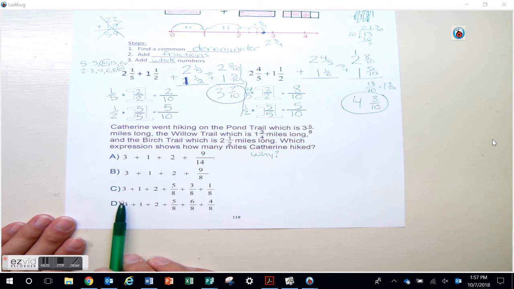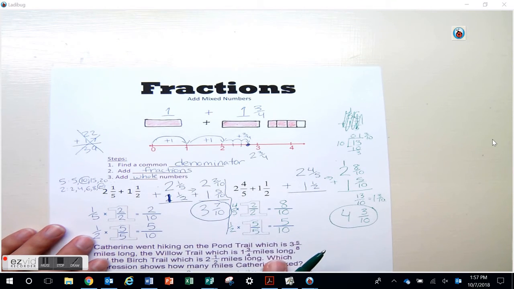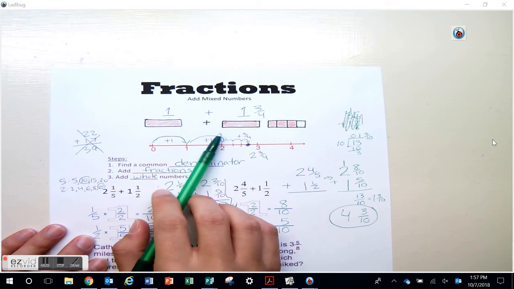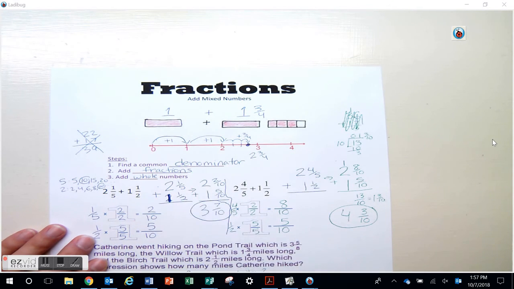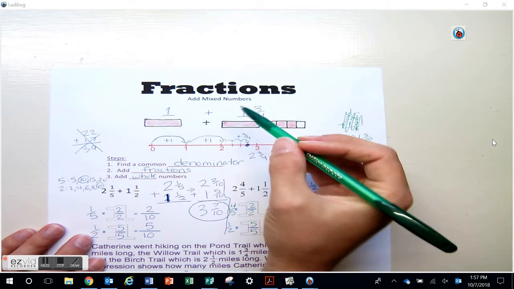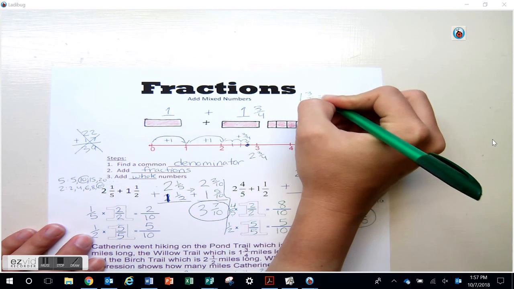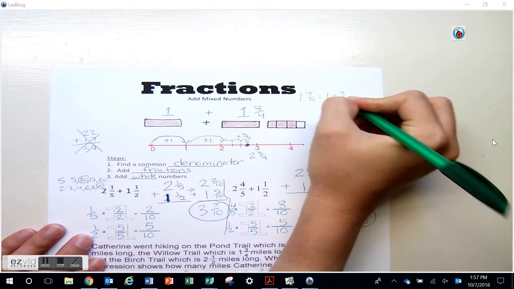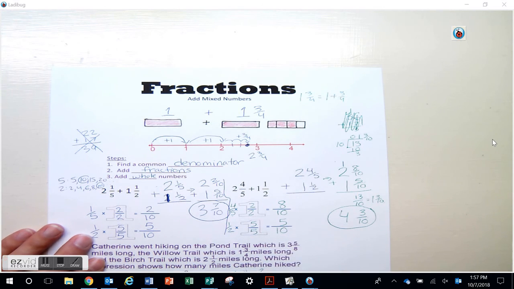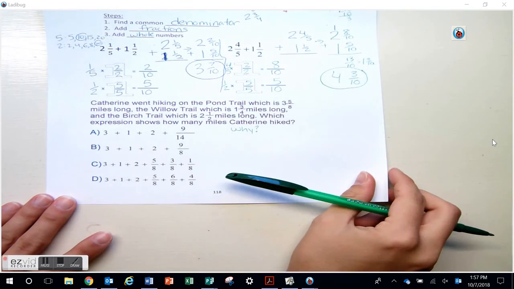Does it matter that our whole numbers are separated from our fraction pieces? No, just like up here, we were able to add those fraction pieces and whole numbers separately, because I happen to know that 1 3/4 is the same as 1 whole plus 3/4. So we can break these down on the bottom similarly.